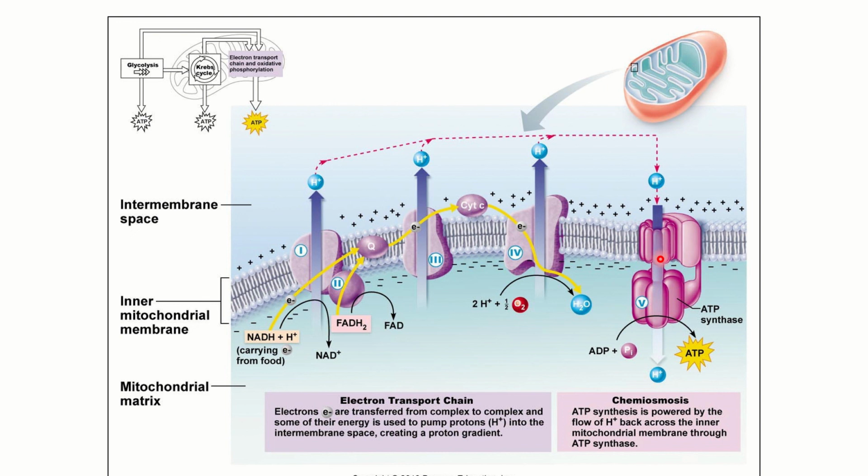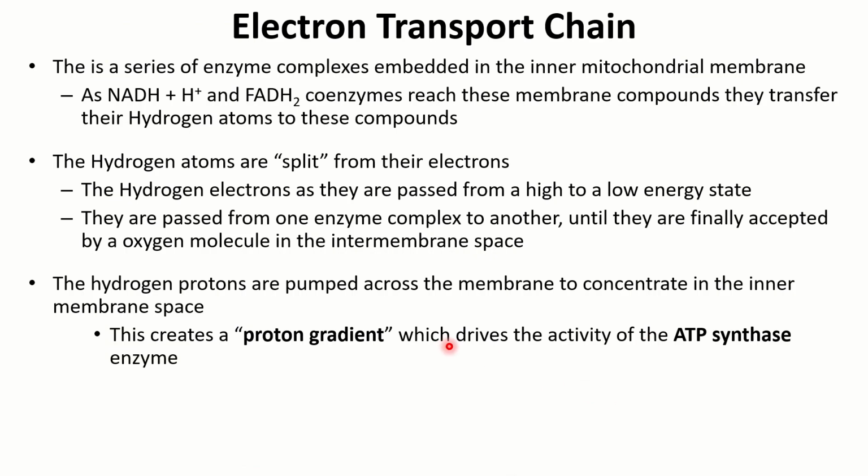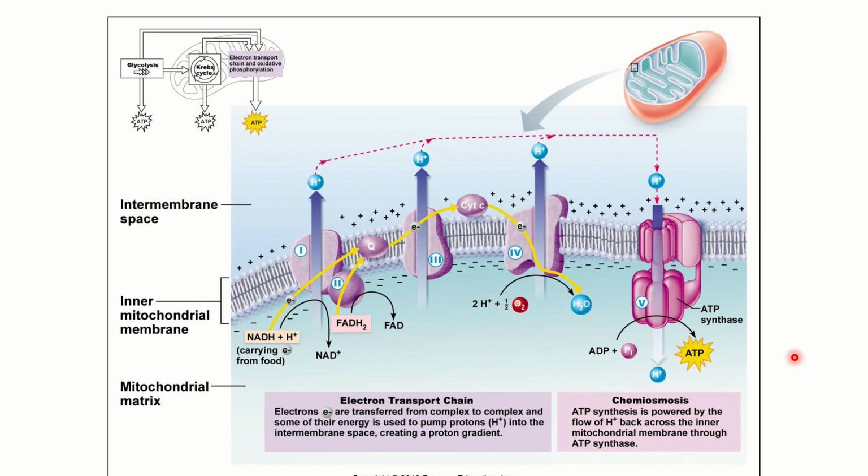At that point, they can actually move back down their concentration gradient through the ATP synthase enzyme and enter the mitochondrial matrix. As they do that, it powers or drives the activity of this ATP synthase enzyme, and it causes the enzyme components to turn or pivot. As it does so, that begins to catalyze the formation of ATP.